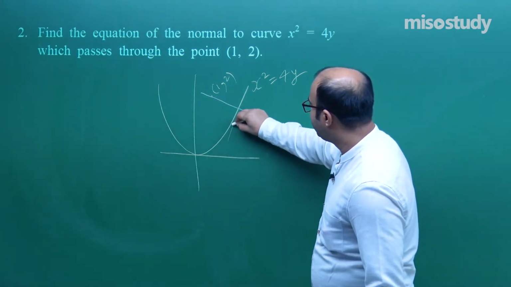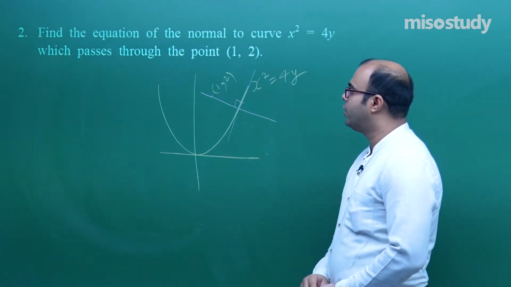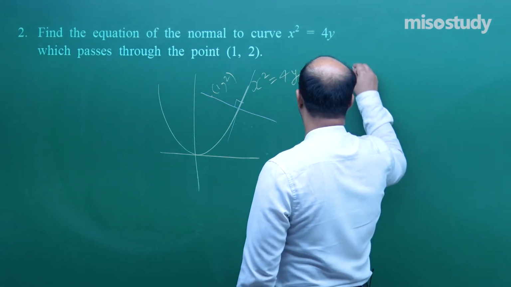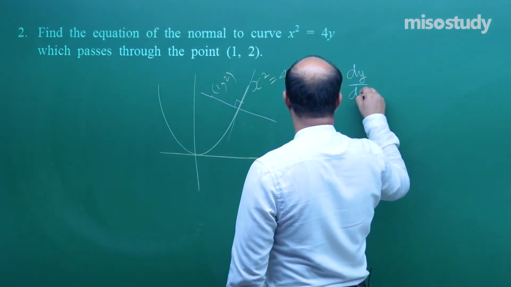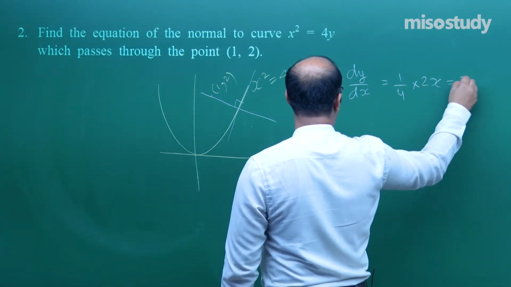That means the tangent at this point is perpendicular to the normal. We have to find the equation of the normal. So first we will differentiate this. When we differentiate, dy by dx will become 1 by 4 into 2x, that is x by 2.